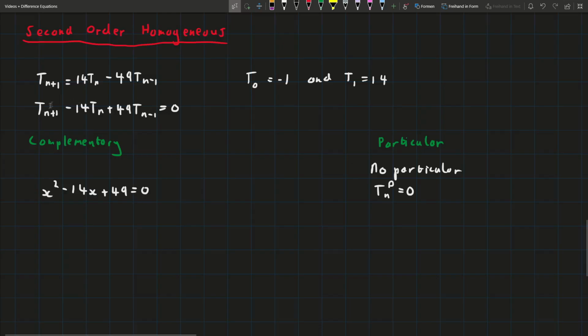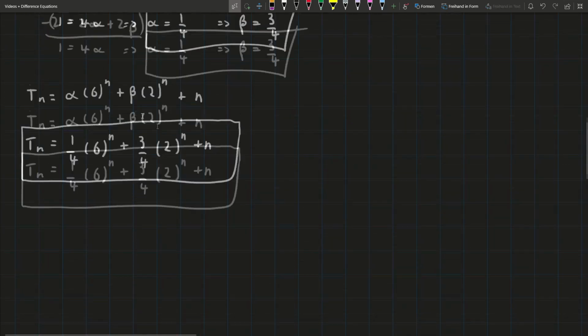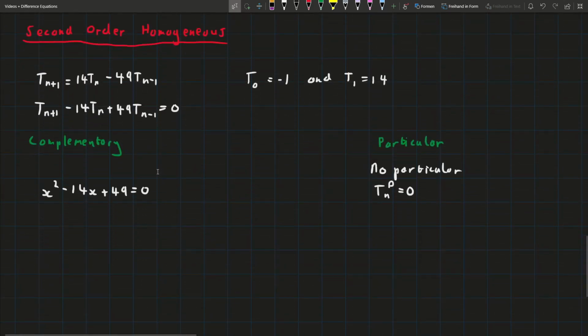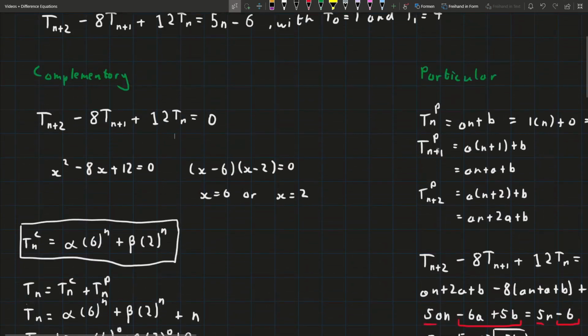By the way, it doesn't matter if this is n plus 1, n, and n minus 1, whereas up here it was n plus 2, n plus 1, and n. You use the same method regardless. The only difference it's going to make is if you have a particular solution, the numbers you sub in here are going to be a little different.